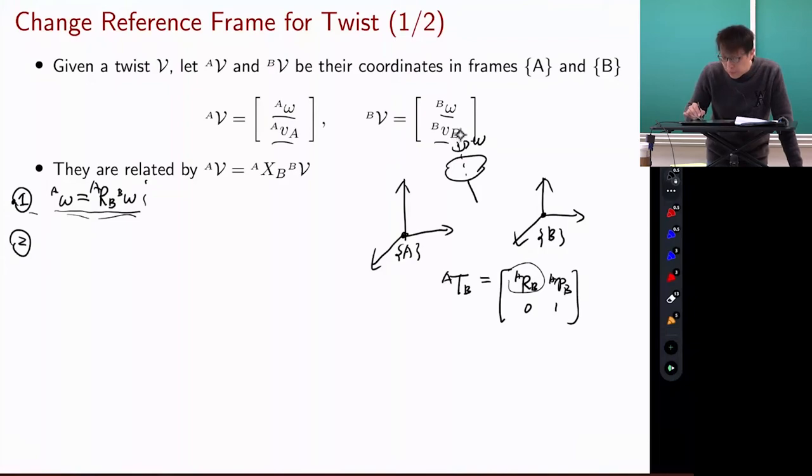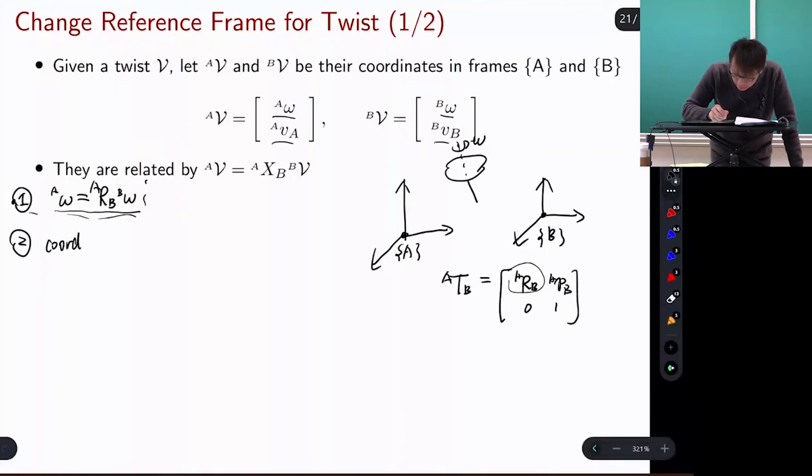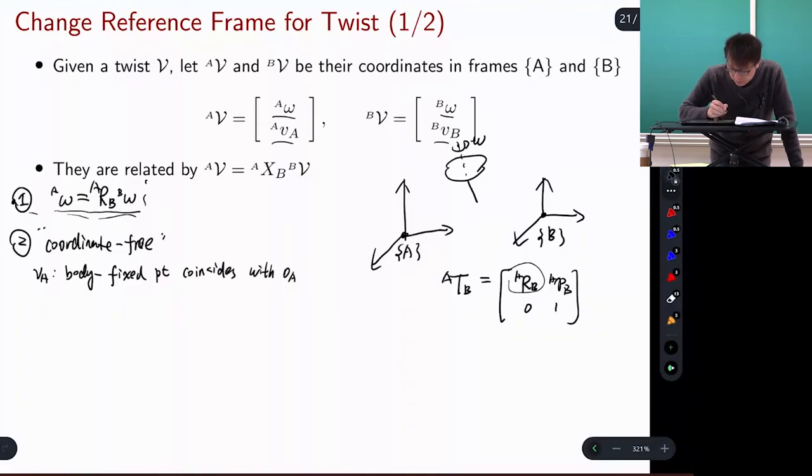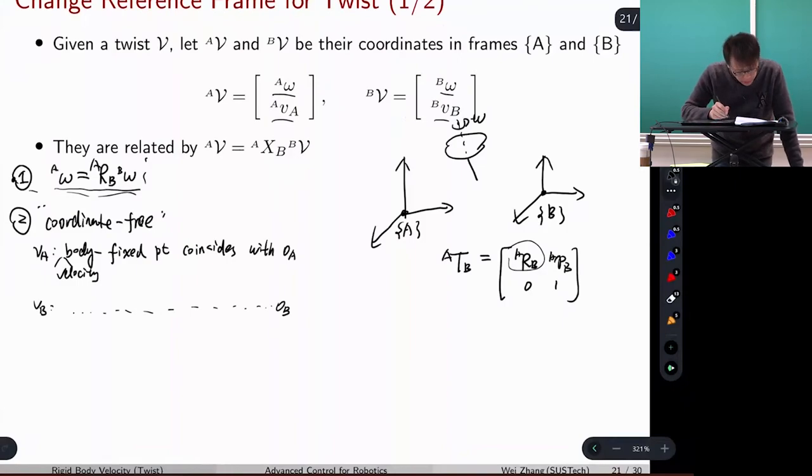To simplify notation, V sub B means the velocity at the origin of that frame. Let's still think coordinate free. V of A is the velocity of the body fixed point that coincides with O of A. And V of B is the velocity of the body fixed point that coincides with O of B. Now what's the relation between V of A and V of B?